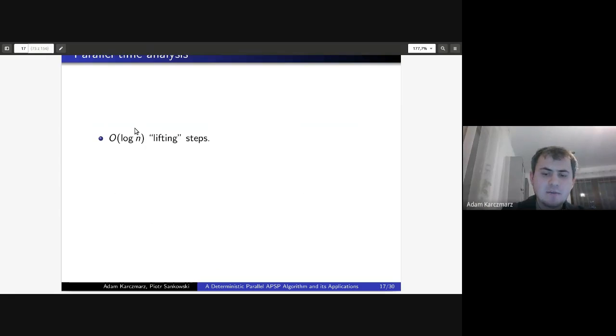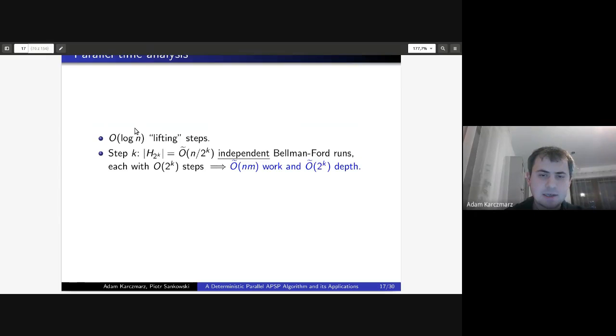So that's basically it for the alternative sequential algorithm. Now let us consider its parallel implementation. First of all, we have log n lifting steps, and the kth of them has order n over 2 to the k independent Bellman-Ford runs, each with order 2 to the k steps. So the work is nm and the depth is 2 to the k. As a result, the total depth of this algorithm is dominated by the depth of the last step, which is n.